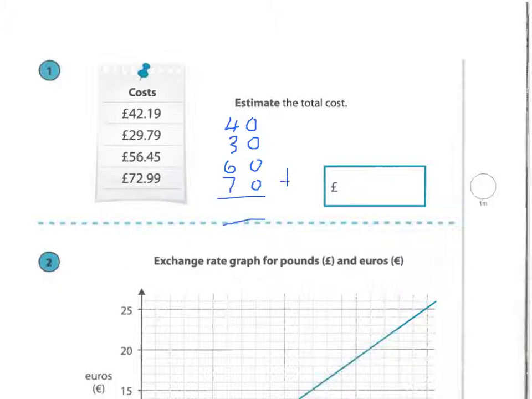Then the next job would be to add these up. Well, 40 and 60 makes 100, and 30 and 70 makes another 100. So this is approximately £200.